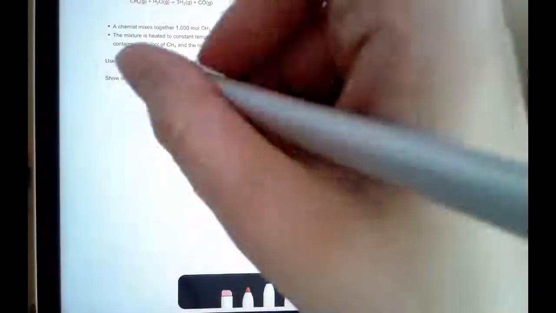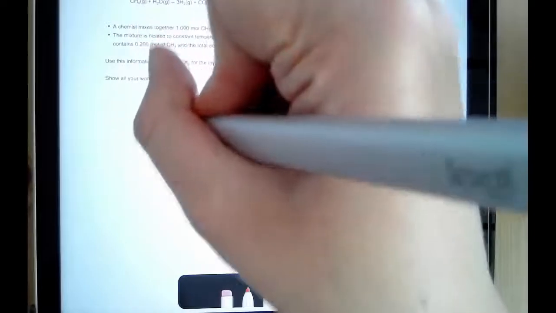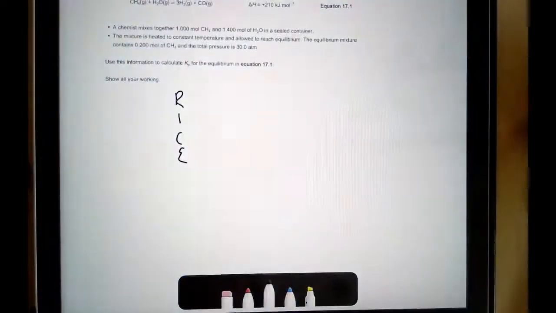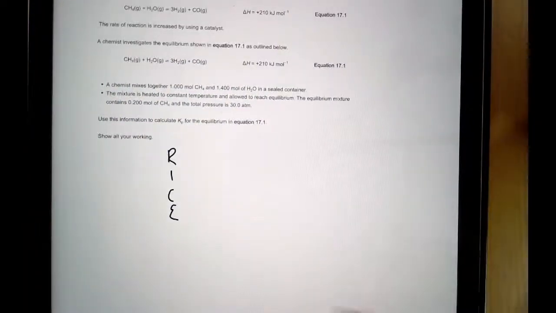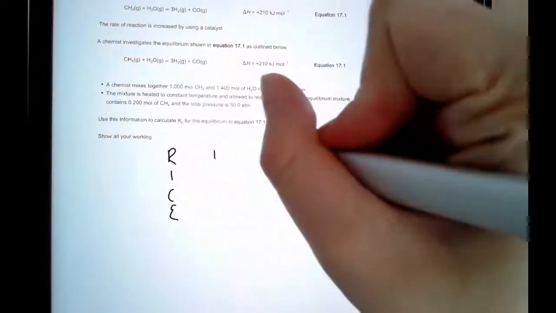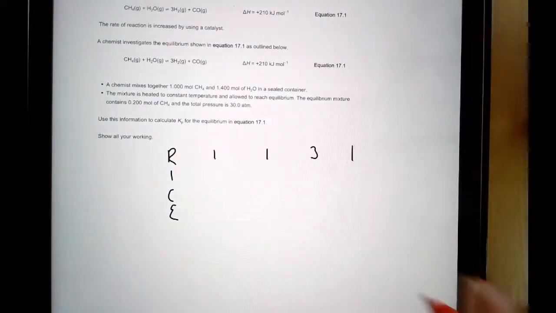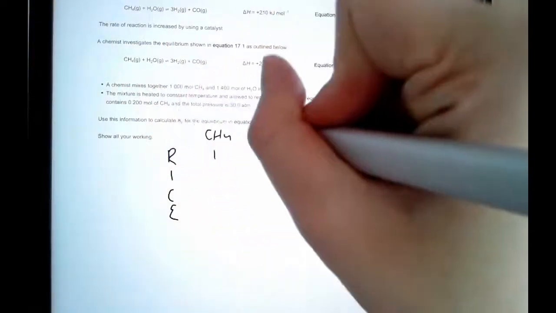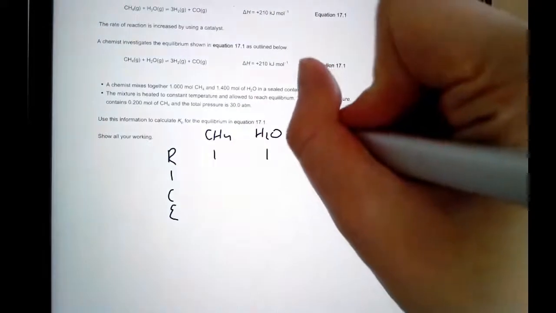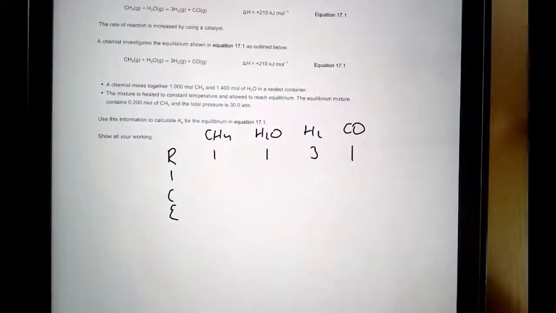So I'm going to do my rice box, R-I-C-E. And the first thing I'm going to do is my ratio. So the CH4 is 1, the H2O is 1, the H2 is 3, and the CO is 1. I'll just write above which one each one is. I'm just getting those from my balanced chemical equation.